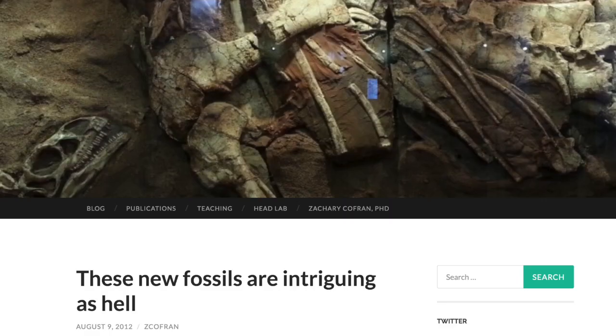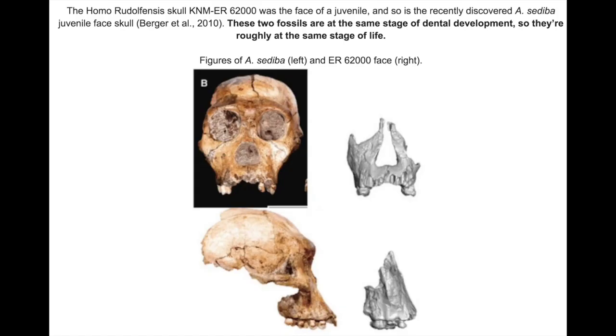And they have. I found this interesting article on Sediba, and the author states that it is nearly identical to the similarity found in the Homo rudolfensis youth's skull. He states, the Homo rudolfensis skull KNM-ER 62000 was the face of a juvenile, and so was the recently discovered Sediba skull. These two fossils are the same age of dental development, so they are roughly at the same stage of life. So as you can see in this picture, Sediba on the left and the ER 62000 face on the right, what do we see? Let's read what the author says right here below.